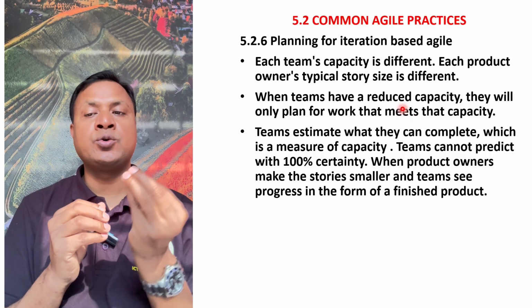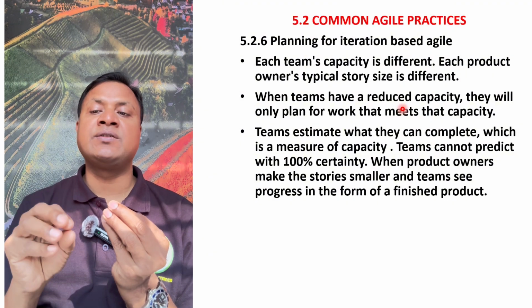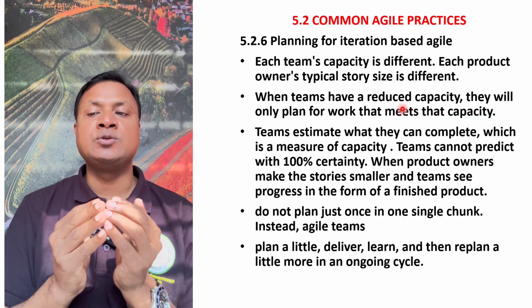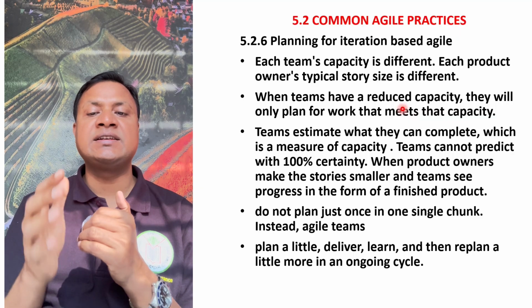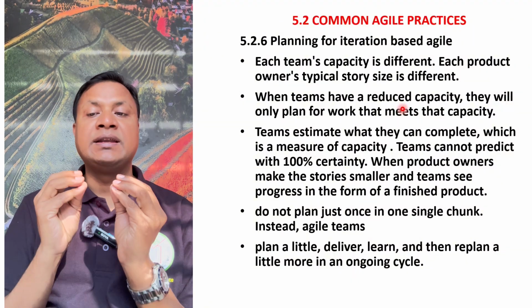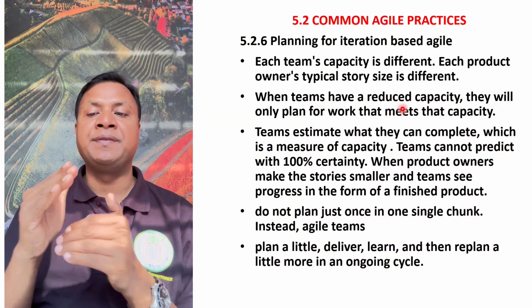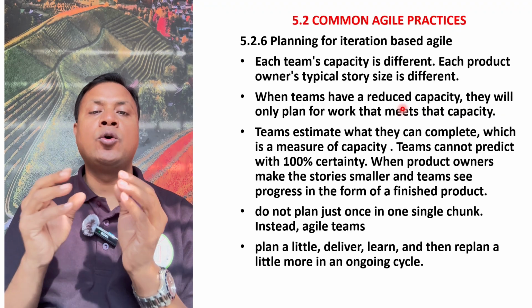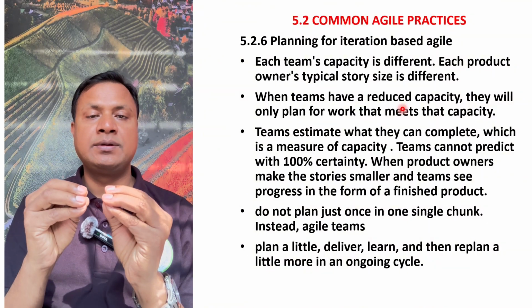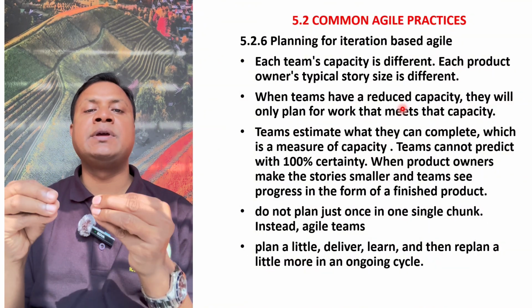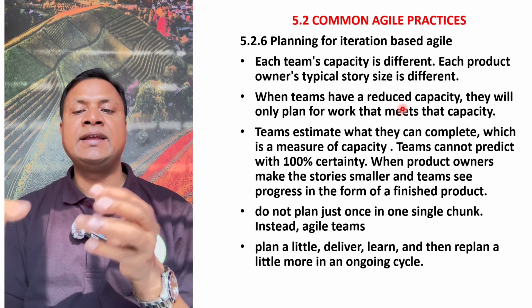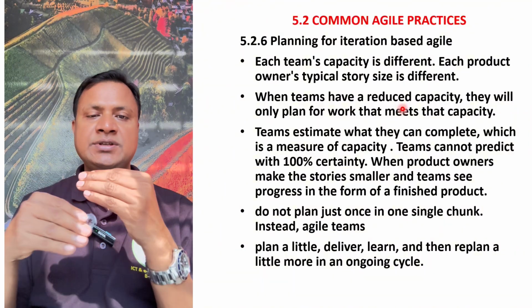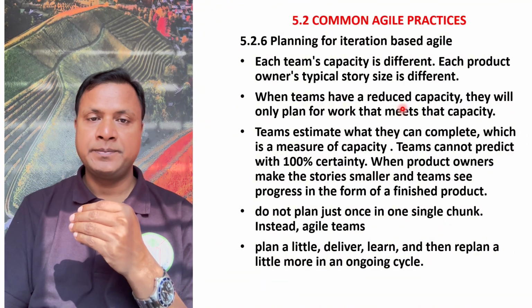When product owners make the stories smaller and teams see progress in the form of finished products, that's better. So do not plan just once in one single chart. Instead, agile teams plan a little, deliver a little, learn a little, and then replan. Agile teams always plan a little, deliver it, take learning from it, and then replan for the next iteration and next deliverables, and then again plan a little, deliver it, and learn from it. This way the process goes on.